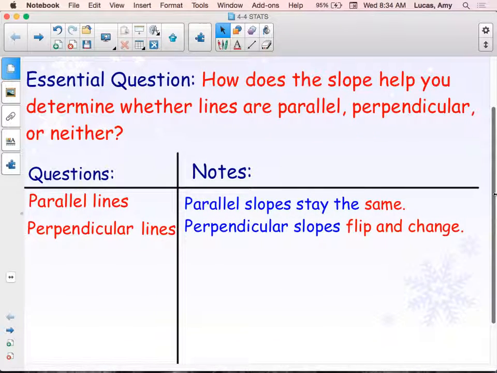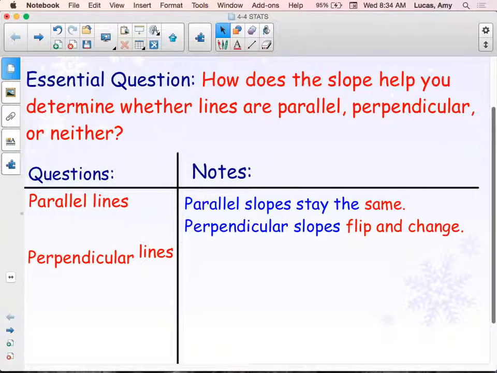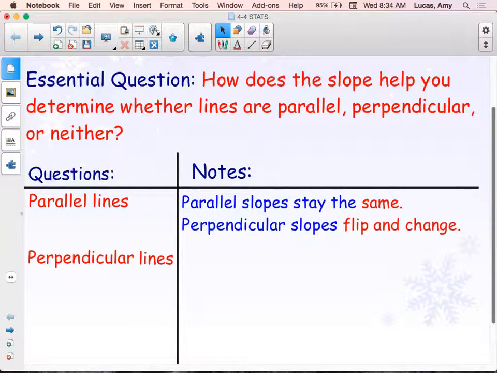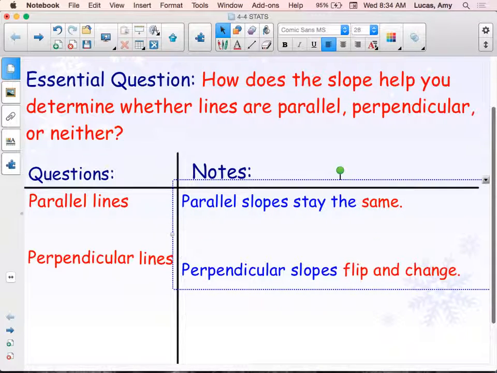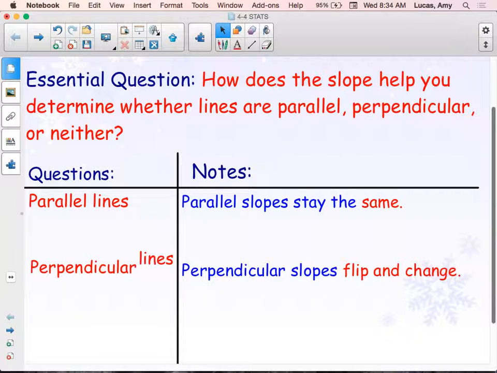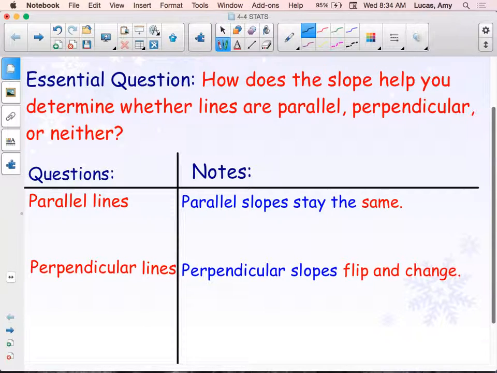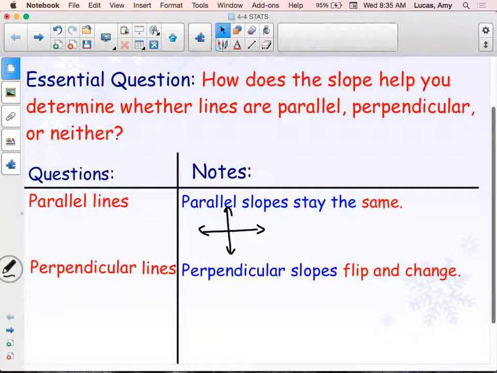So our first vocab word says parallel lines, and then it says parallel slopes stay the same. Okay, so parallel lines look like this. Two lines that never cross. So parallel lines have the same slope. So they're slanted the exact same amount. They have the same steepness. They are parallel, they never cross.